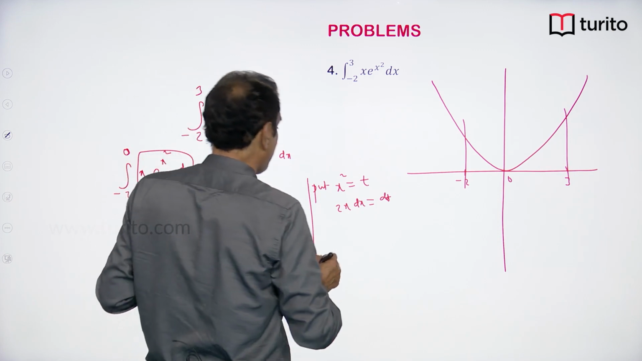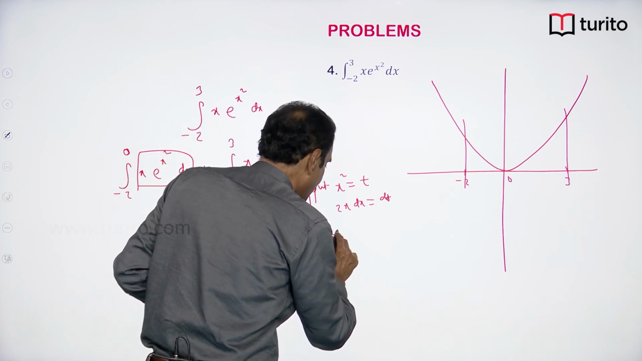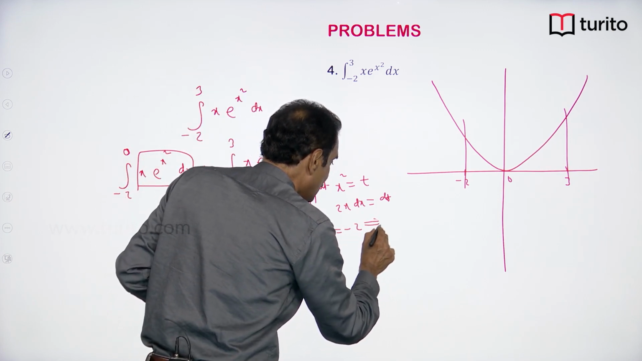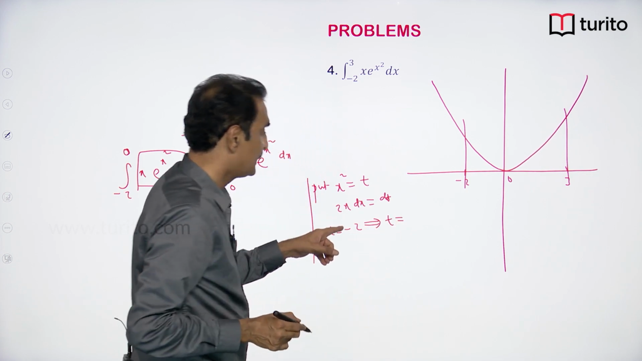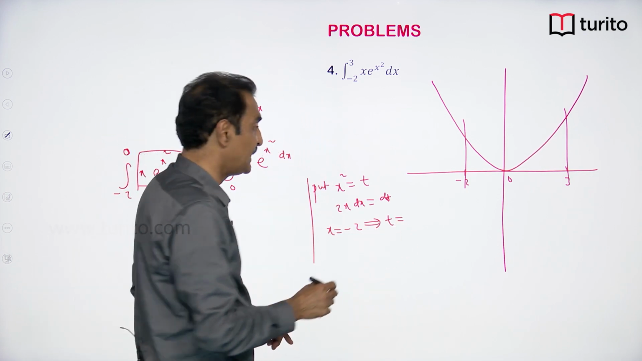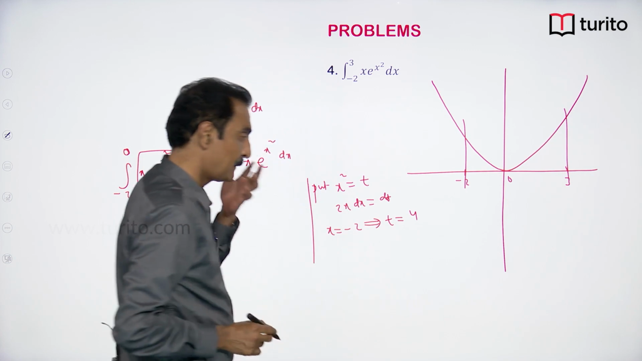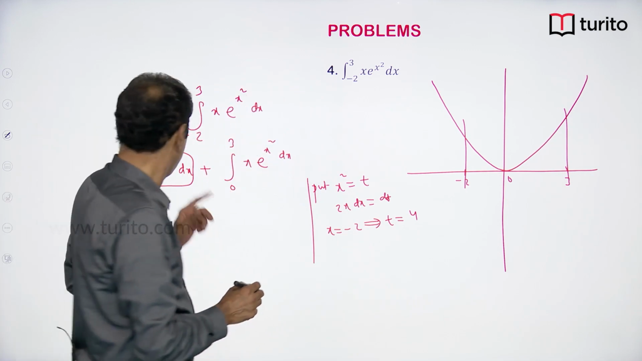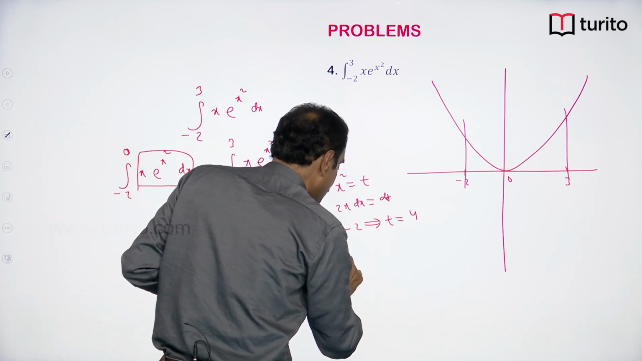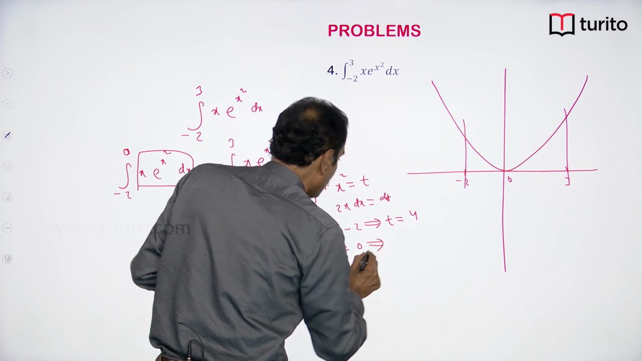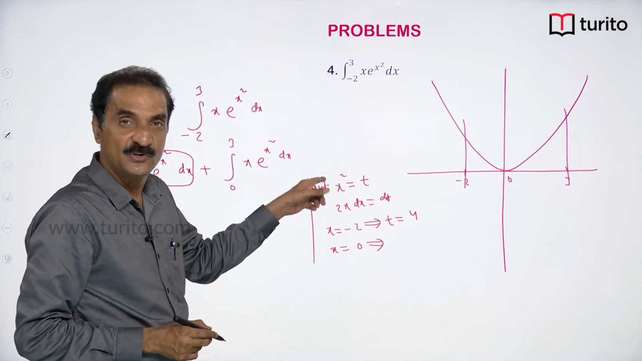What is the lower limit of x? -2. If x is equal to -2, what is the value of t? T is -2 whole square, 4. If x is equal to 0, what is the limit of t? 0 square, 0.